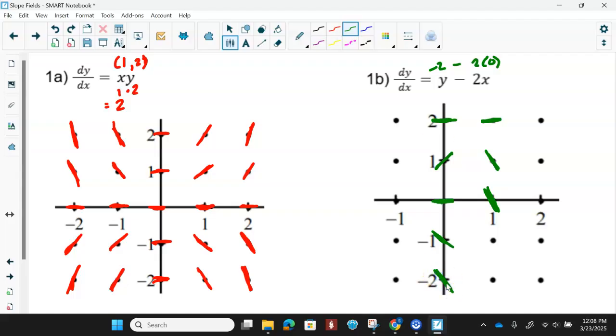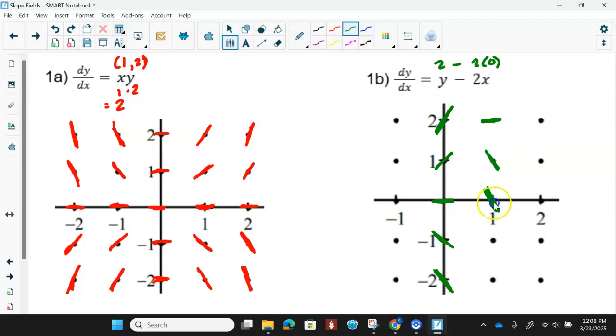Then I just realized, sorry about that, 0, 2 is not a slope of 0. Silly me, because I did 2 minus 2, but that's 2 minus 0, which is positive 2. There we go. So steeper.